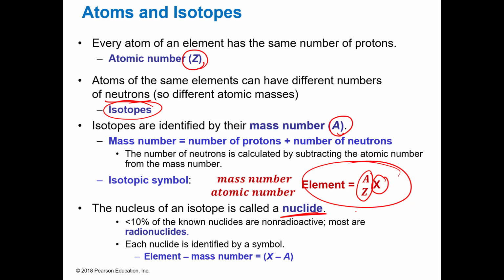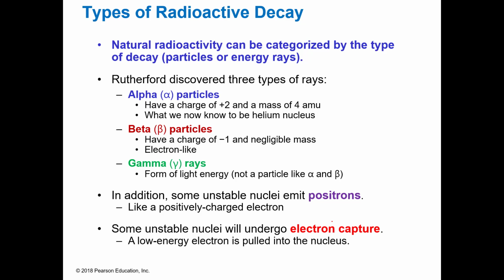Less than 10% of nuclides are non-radioactive. Most are radionuclides, okay? And each nuclide, as we said, is identified by element and mass number. So if you have boron-6 or whatever, it doesn't matter, you're going to see it written like that.